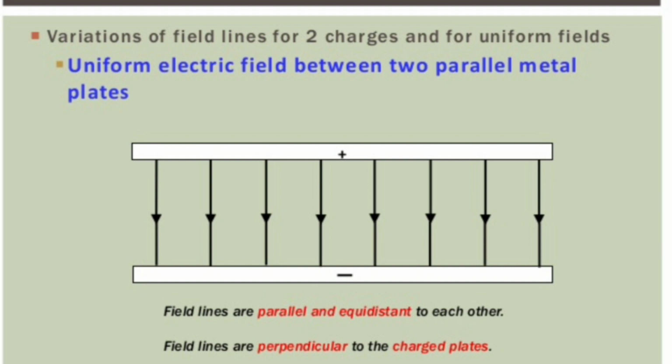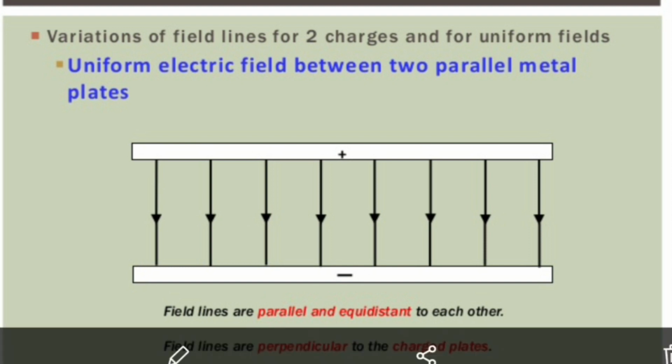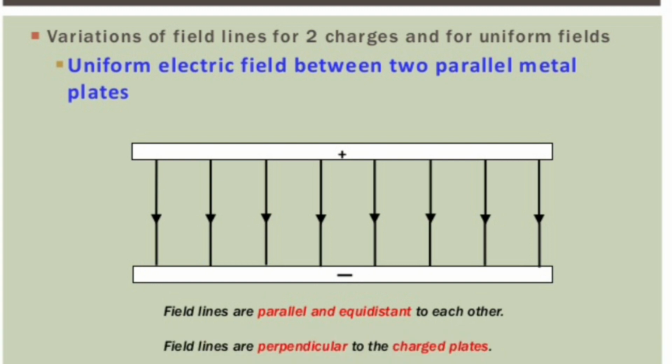That's what we mean by uniform electric field. So a uniform electric field is represented by a set of field lines which are equidistant and parallel to each other. That point is very important. Equidistant parallel field lines represent a uniform electric field.